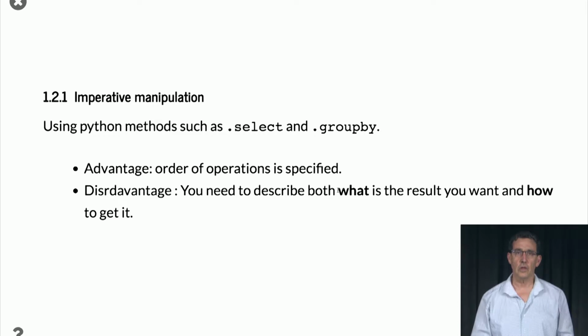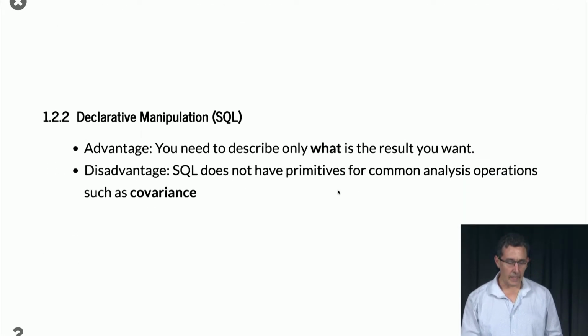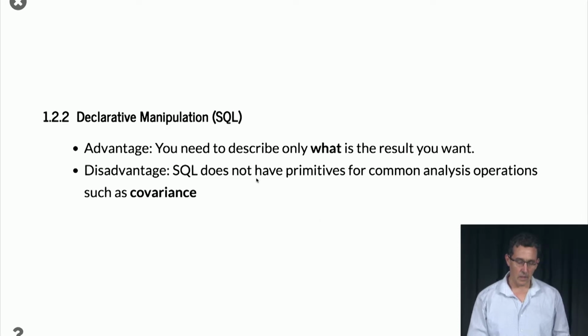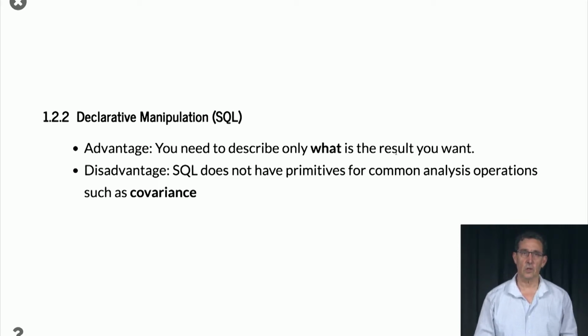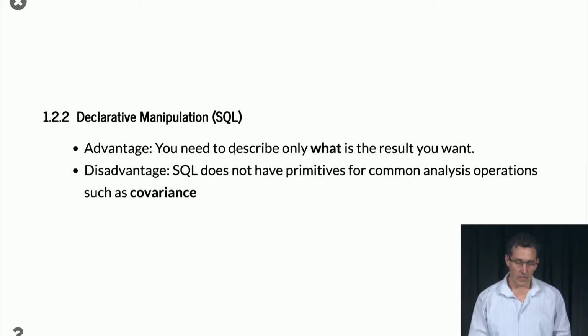So it basically forces you to think hard about what would be the most efficient way to compute the thing you want to compute. On the other hand, with declarative manipulation using SQL, you only need to describe what it is that you want to compute. Okay, I want to compute the mean of the min values of all of these things, and so on. And the advantage then is that the compiler can basically optimize things much better than it can if you are restricting it in terms of in what order to do things. The disadvantage is that sometimes you don't have the low-level primitives to do the operations that you want. I think covariance has been added since I made these slides.